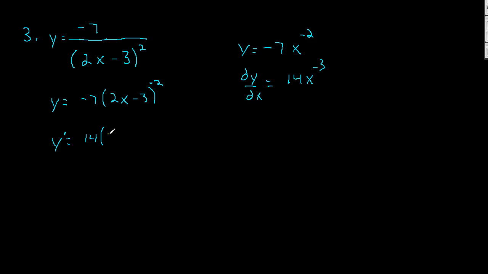And let me just make this clear. The inside function is going to be 2x minus 3. And so really what we're doing is we're doing this problem up here. But now we have this inside function that we need to take the derivative of, and it's just 2. So here's the derivative of my outside function, and the derivative of my inside function. I can bring this 2, multiply it by my 14, and my final derivative is going to be 28 over 2x minus 3 cubed.